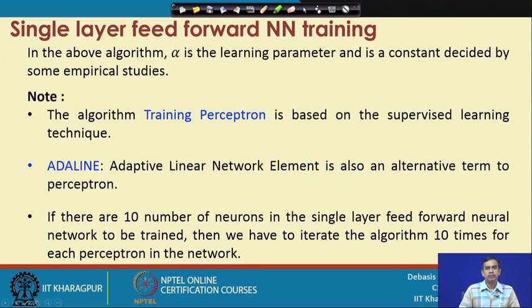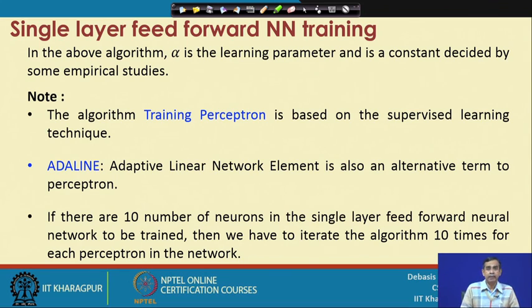Now, this algorithm, training a perceptron based on the supervised learning technique, is also called ADALINE, because it is an adaptive linear network element. In this case we have considered training or learning a single perceptron. Now, our objective is basically to learn the entire network, basically the SLFFNN, the single layer feed forward neural network.